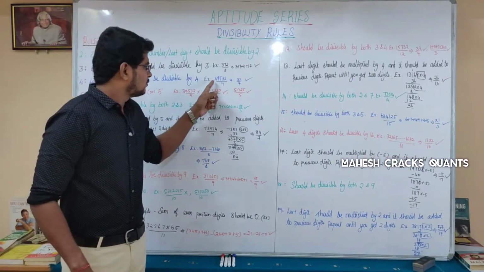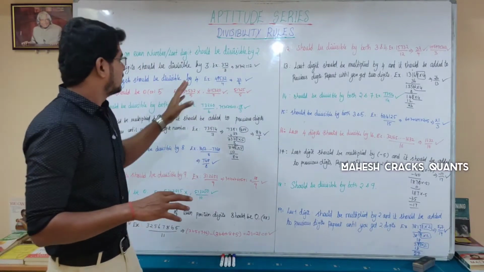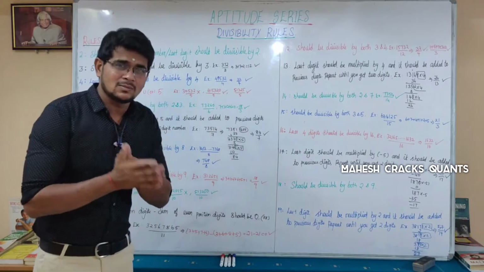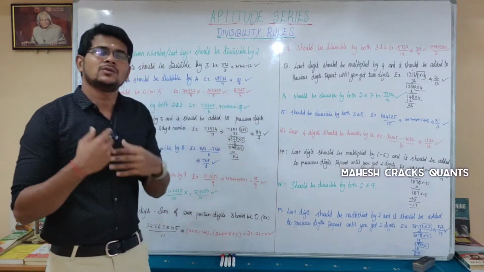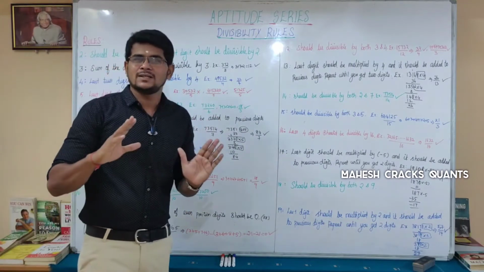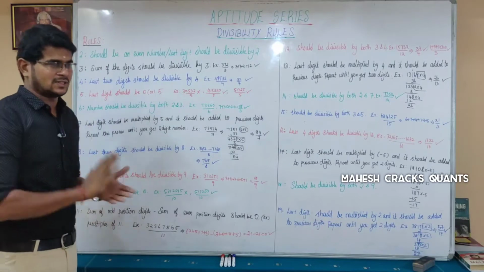Example here: 49,532. Is 49,532 divisible by 4? If you check, 32 is divisible by 4. So 49,532 is also divisible by 4. So you need the last 2 digits alone.